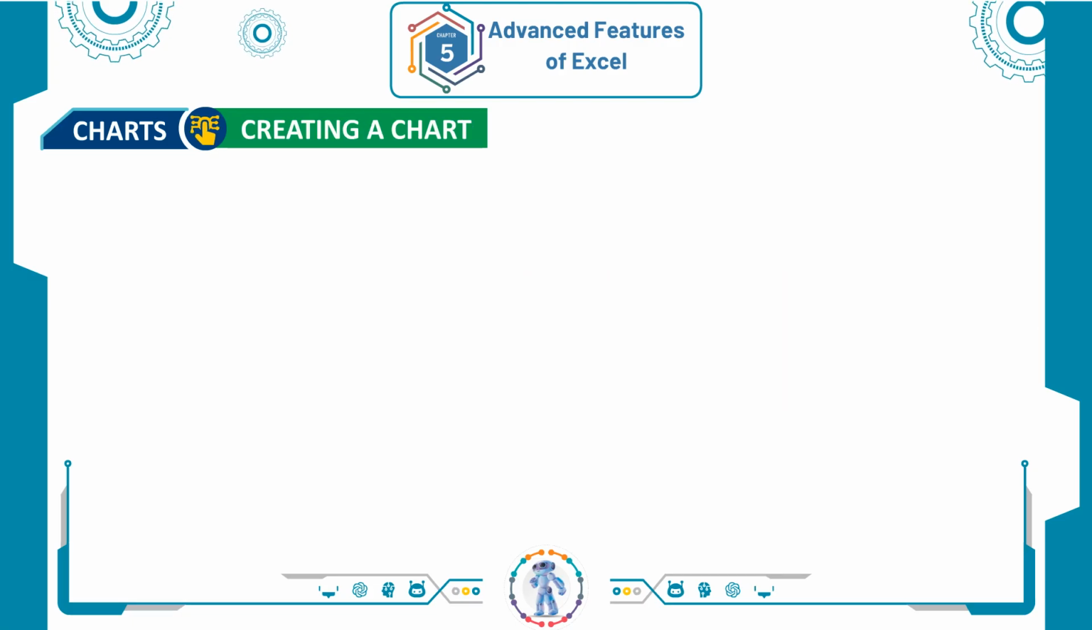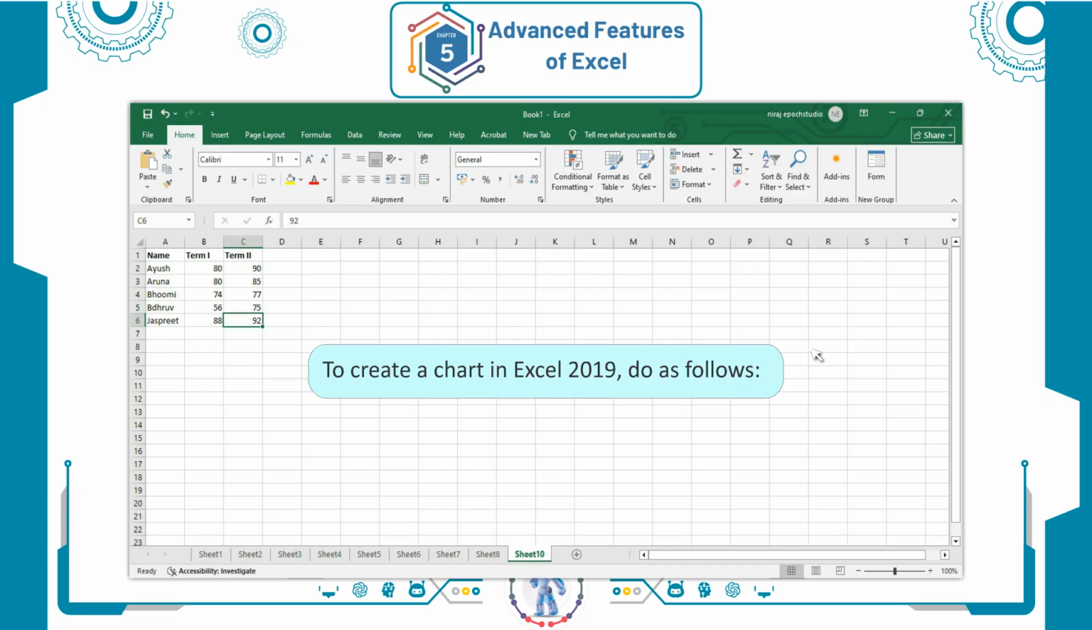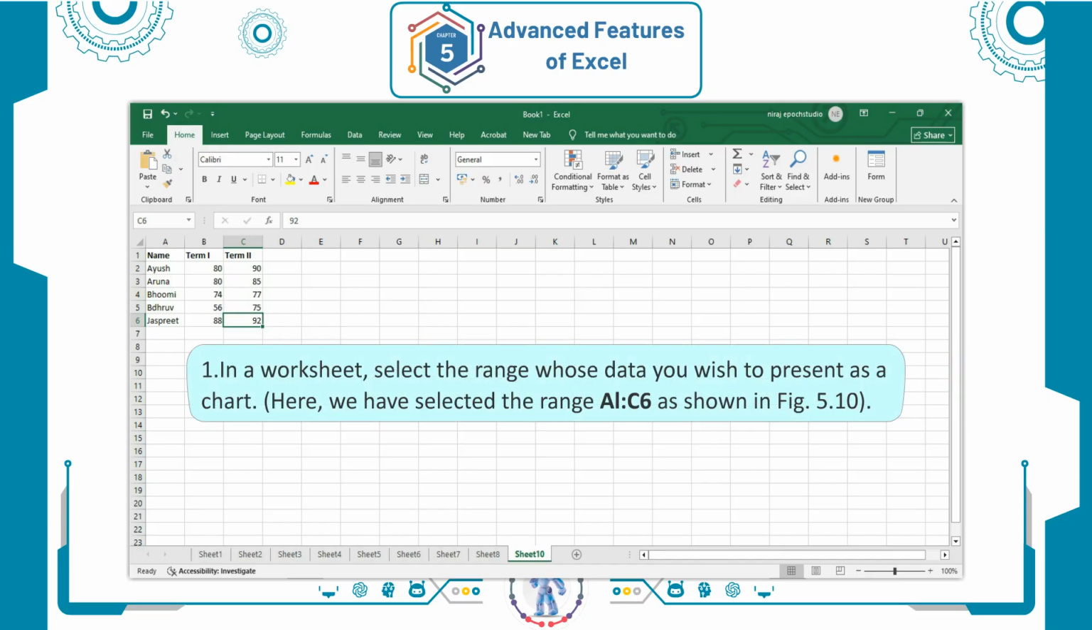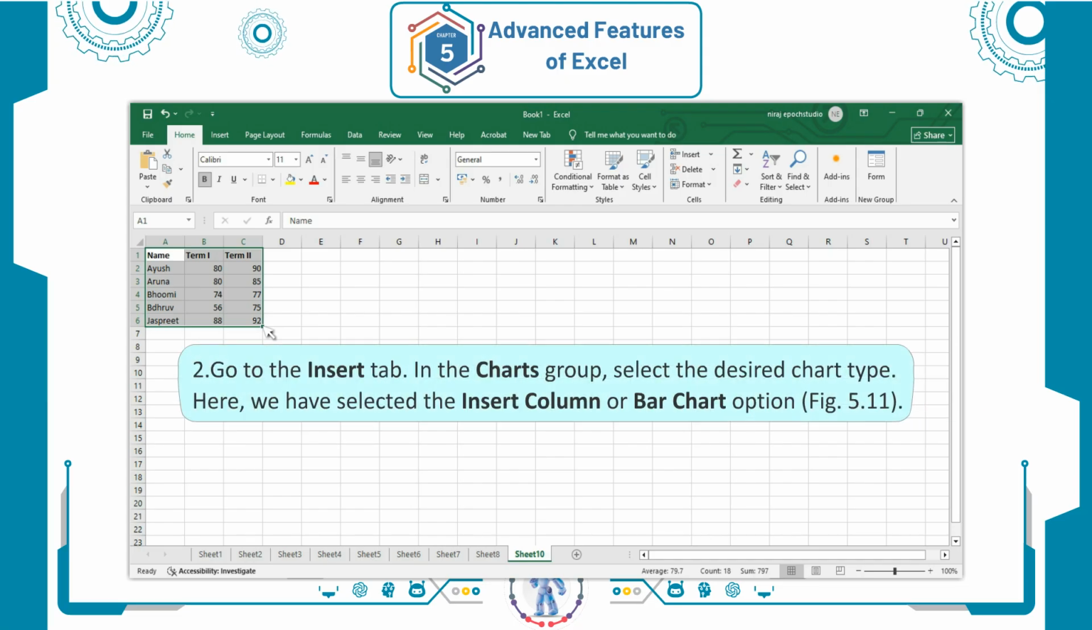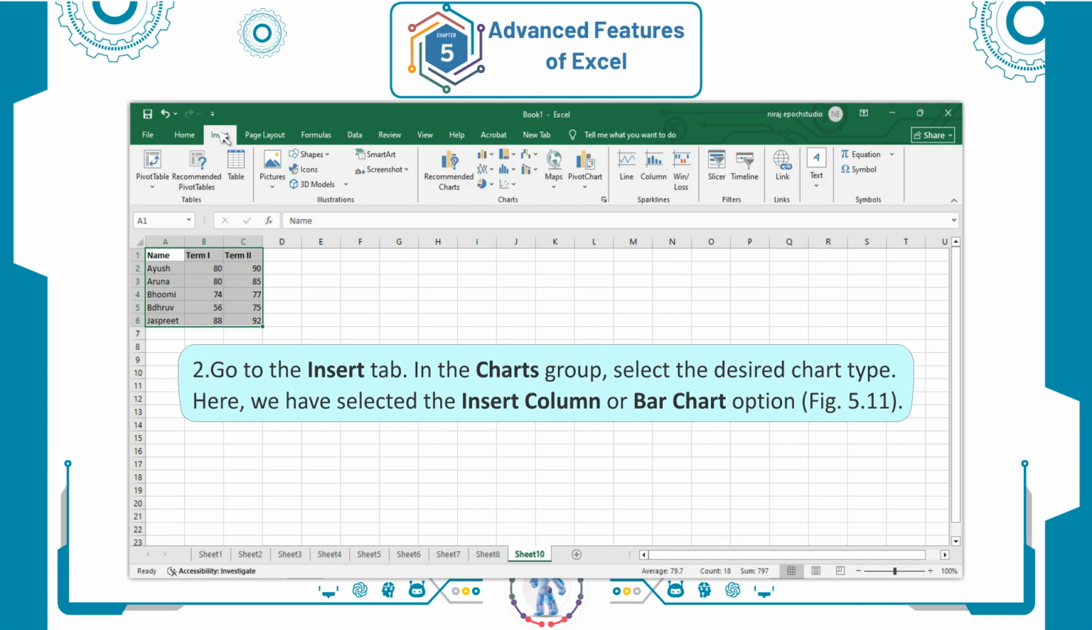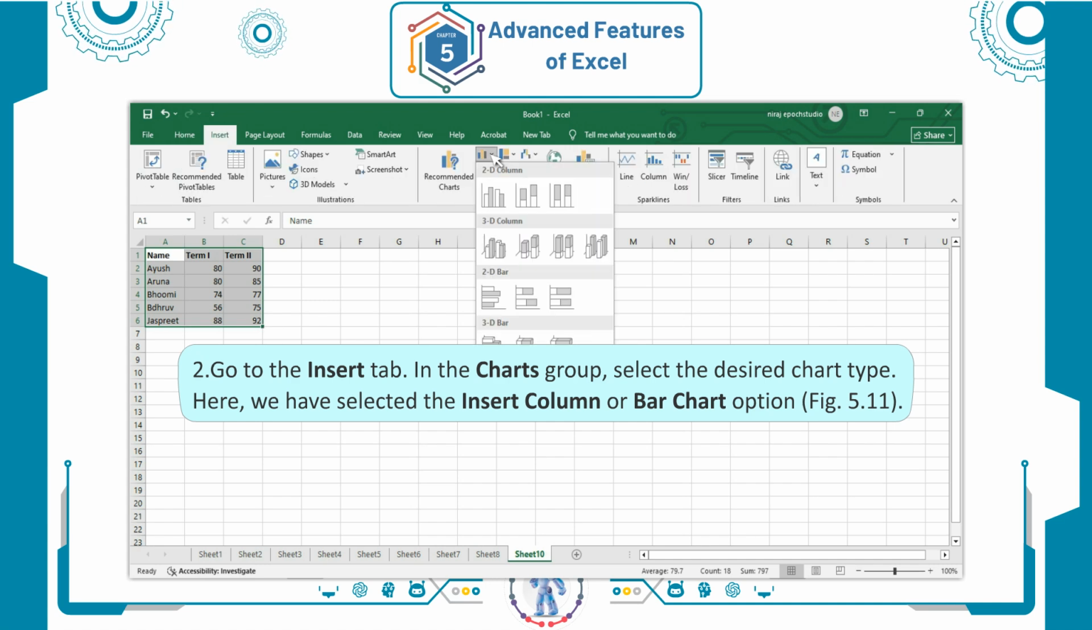Creating a chart. To create a chart in Excel 2019, do as follows. 1. In a worksheet, select the range whose data you wish to present as a chart. Here we have selected the range A1:C6 as shown in Fig. 5.10. 2. Go to the Insert tab. In the Charts group, select the desired chart type. Here we have selected the Insert Column or Bar Chart option.